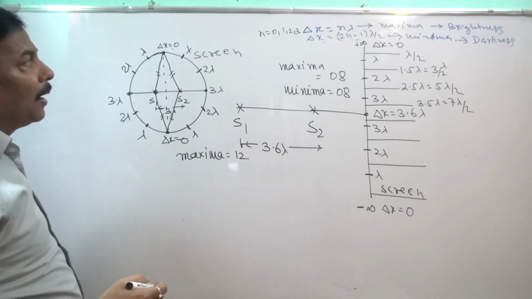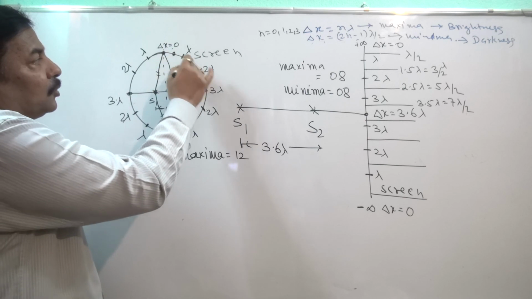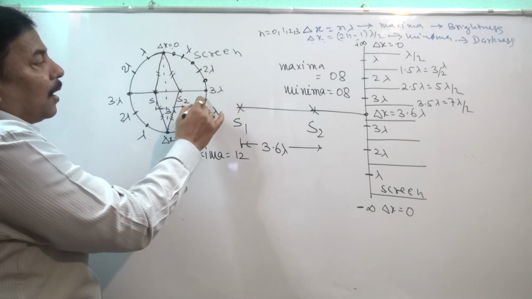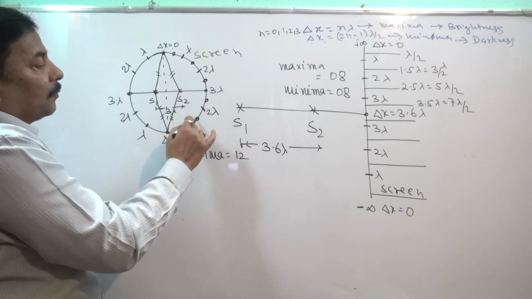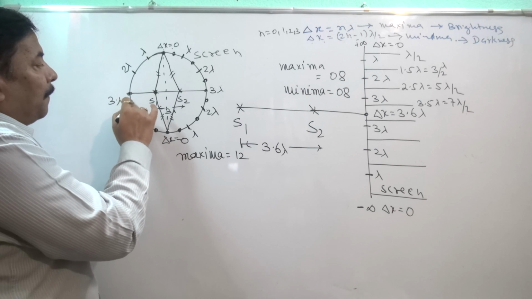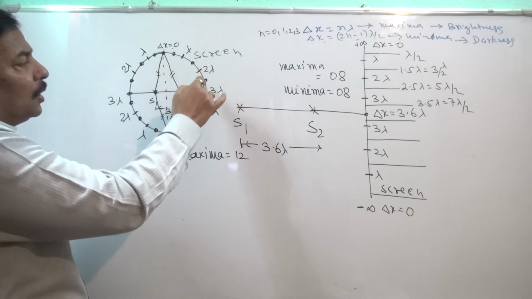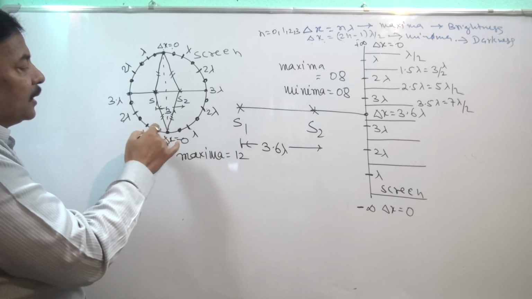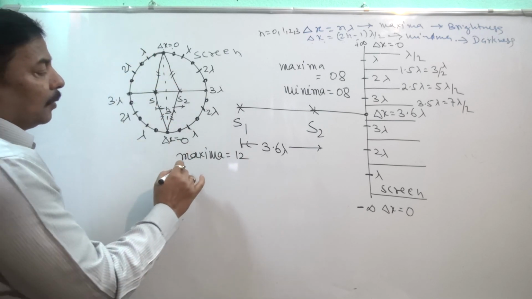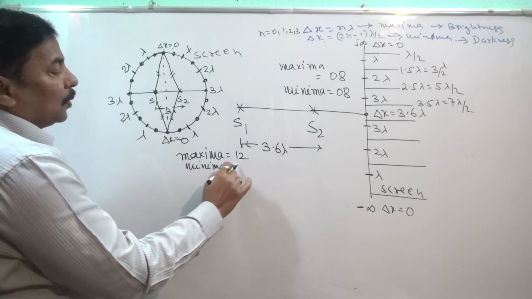What about minima? Between these two maxima, 1 minima. Between these two maxima, 1 minima. Between these two maxima, 1 minima. Here 1 minima. So what is the number of minima? 1, 2, 3, 4, 5, 6, 7, 8, 9, 10, 11, 12. So you are getting minima also as 12.